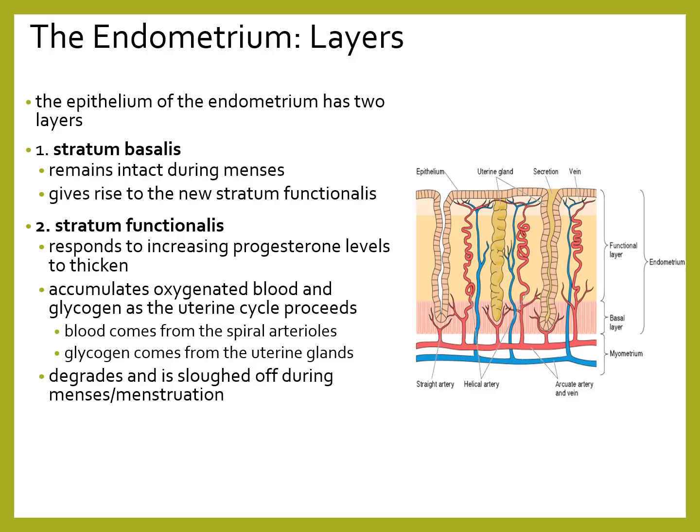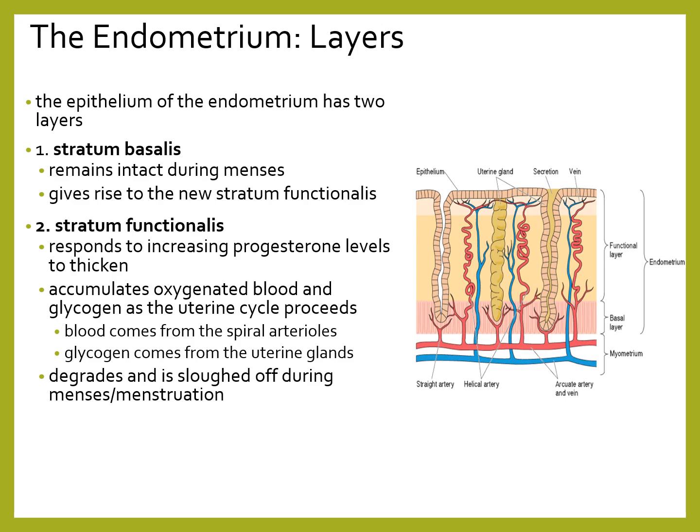The stratum functionalis is going to respond to increasing progesterone levels and will thicken up. It will begin to accumulate oxygenated blood and glycogen as we proceed through the uterine cycle. Now, the blood is going to come from arterioles known as spiral arterioles, and the glycogen is going to come from those uterine glands that I mentioned in the previous slide.